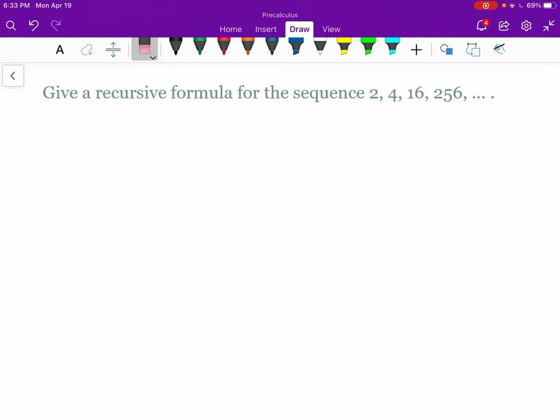Well, maybe you recognize these terms as this is something squared, this is something squared, and this is something squared. So for this one, it looks like you want to take the term before it. So 2 squared equals 4. 4 squared equals 16, and 16 squared equals 256. So we want to take the term before it, which we put a sub n minus 1. And what do we do to the term before it? We square it. There's our formula, but we need our starting point, so we define our first term as 2. It's not that hard to define our first term. It's written right there.